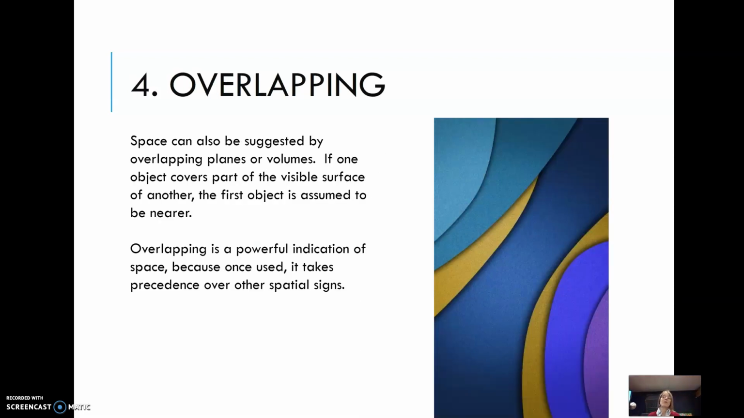Number 4, overlapping. You can overlap different objects in your artwork, and that's going to create the illusion of space in your artwork. So here we have an image of different swaths of felt layered on top of each other. In the bottom right-hand corner, you see violet on top of blue, on top of yellow, on top of a darker blue. And again, the felt that's closest to you is the violet because it's on top of the others, okay?